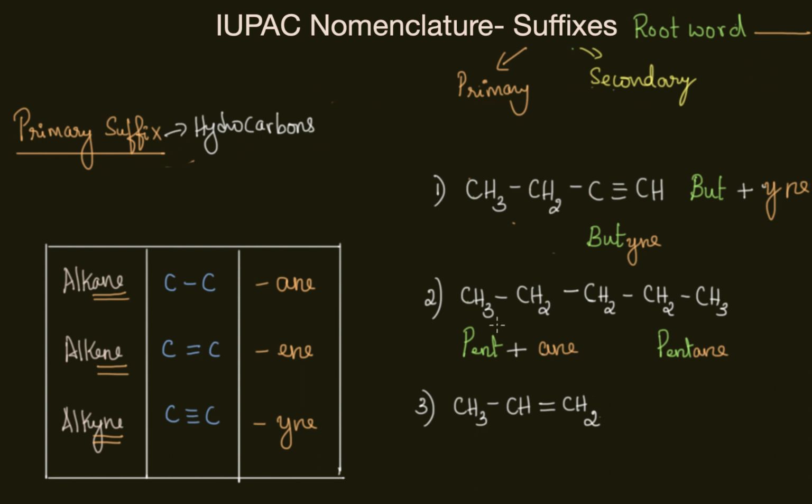See? For the third one, you can see that there are 3 carbon atoms present, and for 3 carbon atoms again, monkeys eat peeled, right? P. P stands for prop. So prop plus, what is the primary suffix used? You can see here, a carbon-carbon double bond. So for a carbon-carbon double bond, we have the primary suffix, which is, let me use a different color, let's match with the same color, which is ene, right? Prop plus ene, which becomes propene. So congratulations, you have learned how to name a simple hydrocarbon.